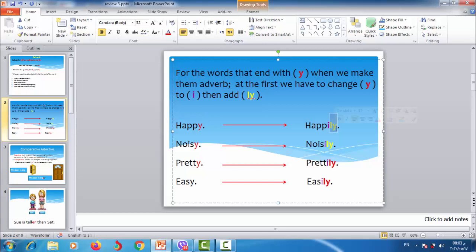Why? Because we have y at the end of the word. The same thing to noisy. Noisy ends with y. Then to change noisy we have to change y to I, then adding ly. The same thing to pretty, and the same thing to easy, because easy ends with y. Then we have to change y to I, then adding what? Adding ly.